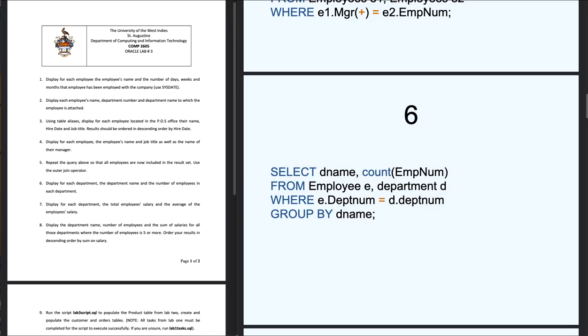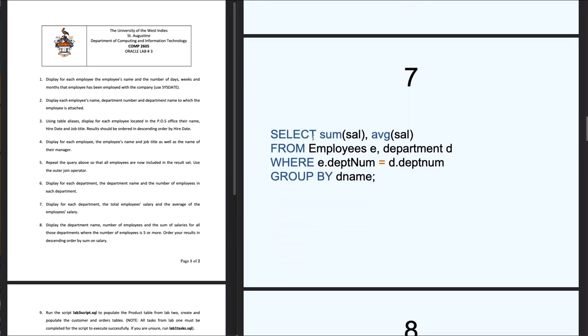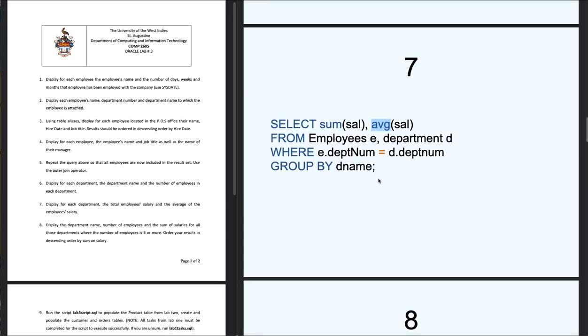Display for each department the total employee's salary and the average employee's salary. Let's take a look at the answer. So this is again fairly simple. You have select sum of the salary, average of the salary from the employees and department tables. You have to bring them together, where E.department_num equals D.department_num, and you're grouping them again by department name, as the previous question asked.